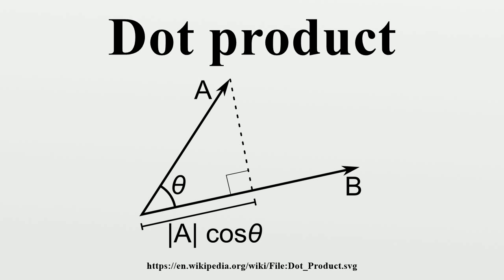Tensors. The inner product between a tensor of order n and a tensor of order m is a tensor of order n plus m minus 2. See tensor contraction for details.